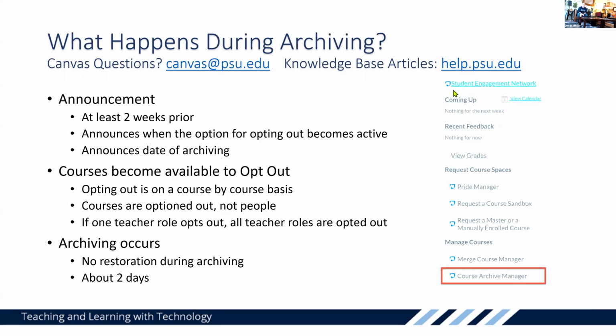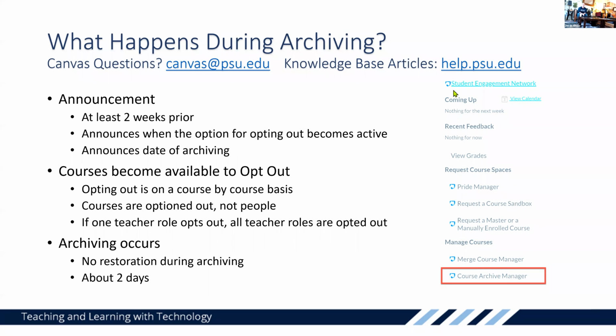Now, the actual archiving process itself. What happens during archiving? We will send out an announcement at least 2 weeks prior to the start of the archiving process. That doesn't mean the actual archiving, it's the entire archiving process. Normally, we've been doing this for about a year, and so far we have usually been sending out announcements about a month before this starts. We're committing to at least 2 weeks, but so far we've been able to make our announcements and our timings known a whole month before this even starts.